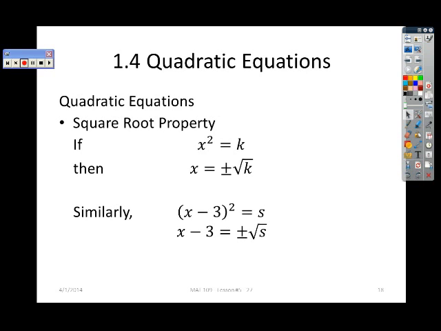Now, when your perfect square is more complicated, you may have to do subsequent steps. I still have to solve for x here, so I have to add the 3 to both sides. But here are my 2 solutions, 3 plus the square root of s and 3 minus the square root of s, 2 solutions. You have to make certain you get both. Very simple, easy to apply solution process when the form of the equation allows you to use it.